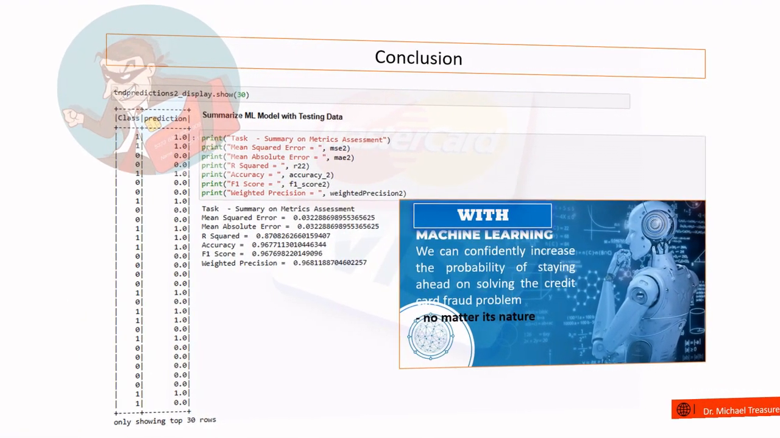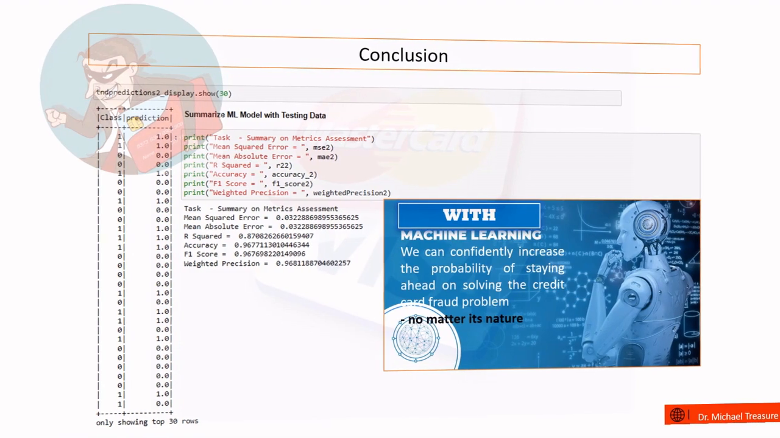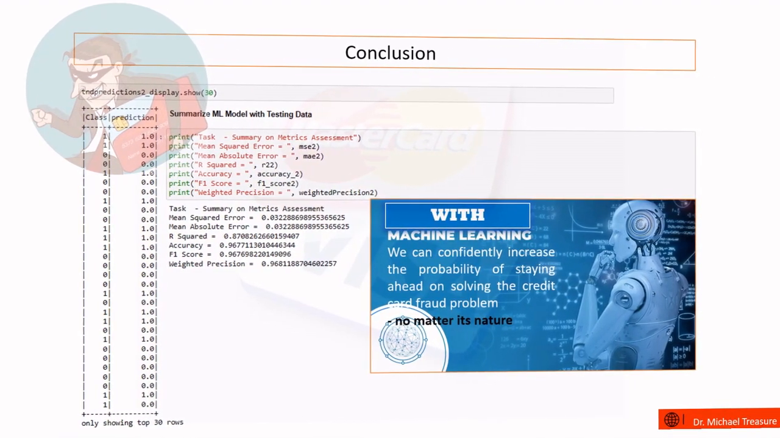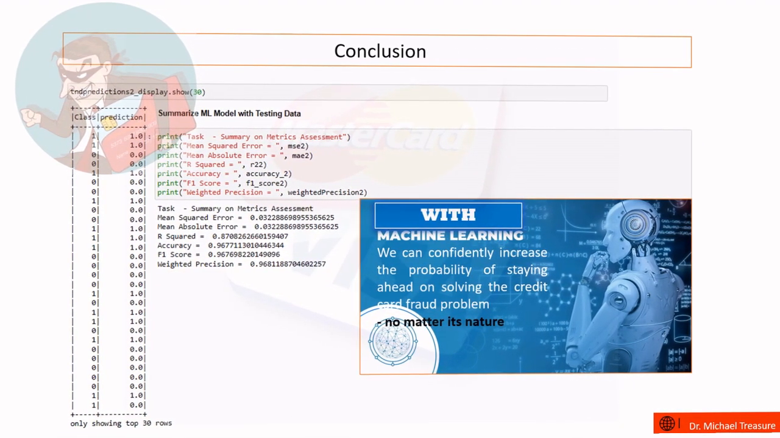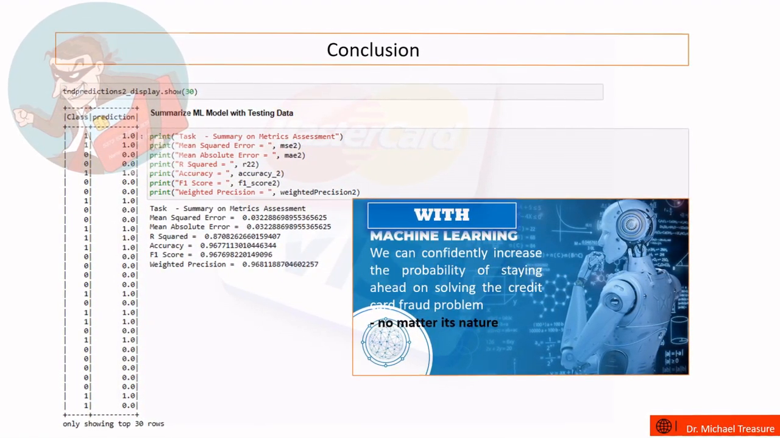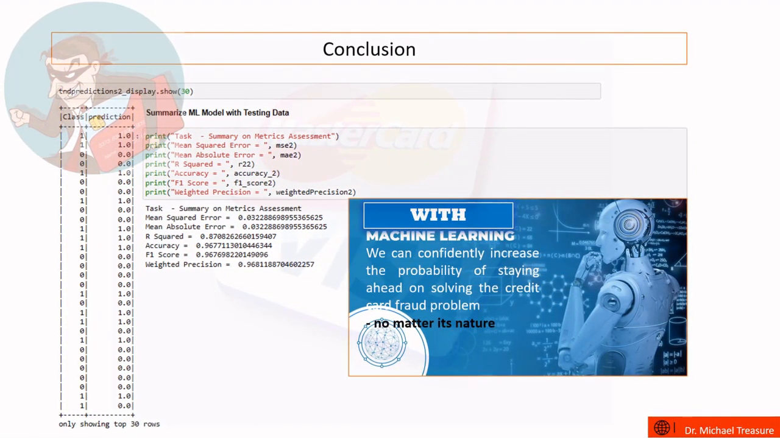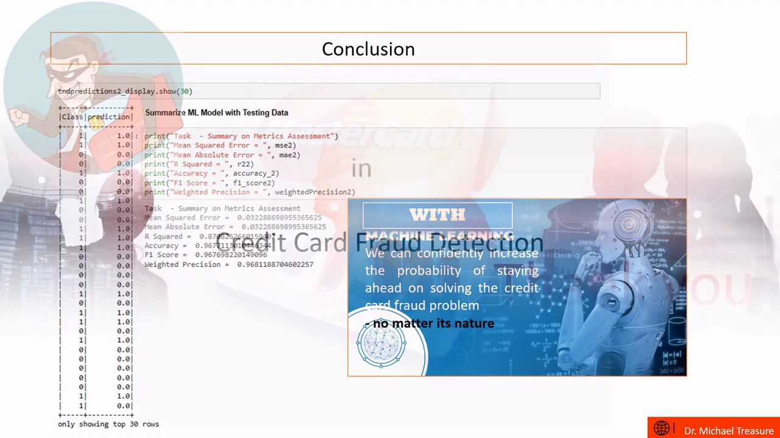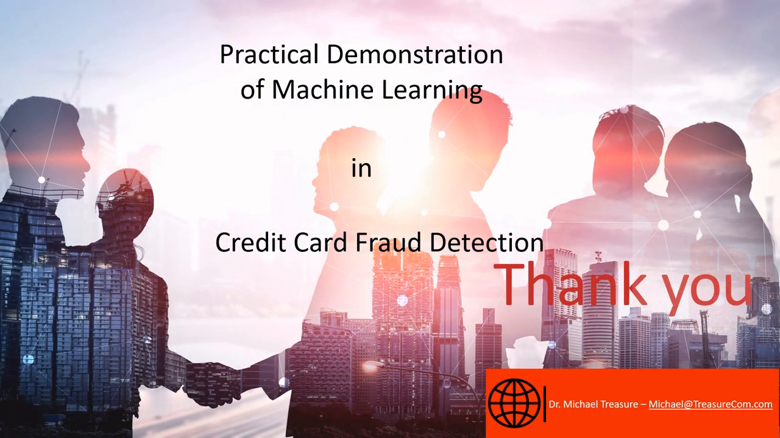Fourth and finally, I presented the built machine learning model demonstrating its ability to be a potent tool to be used in helping to solve the credit card fraud problem. The conclusion is, with machine learning, we can confidently increase the probability of staying ahead of solving the credit card problem, no matter the nature.